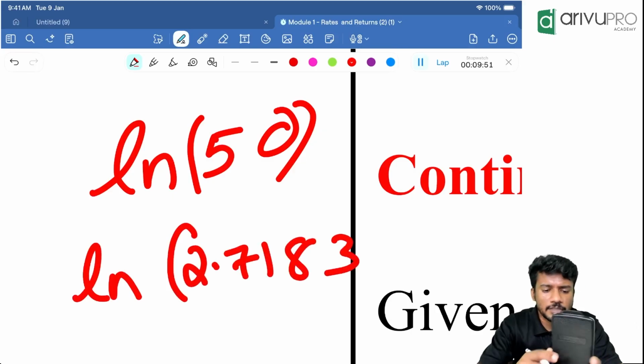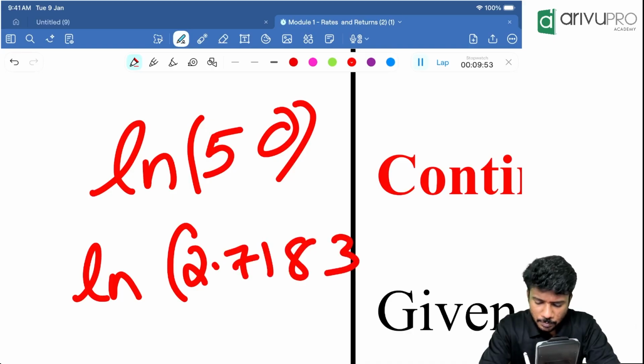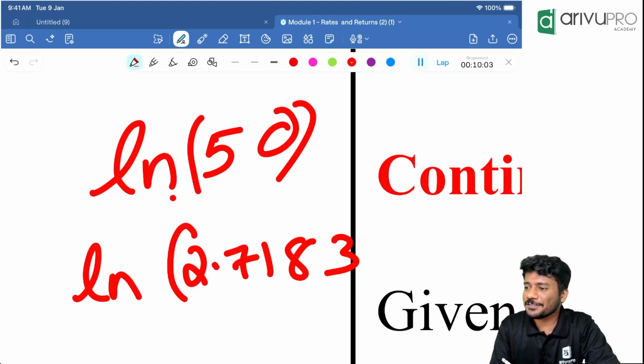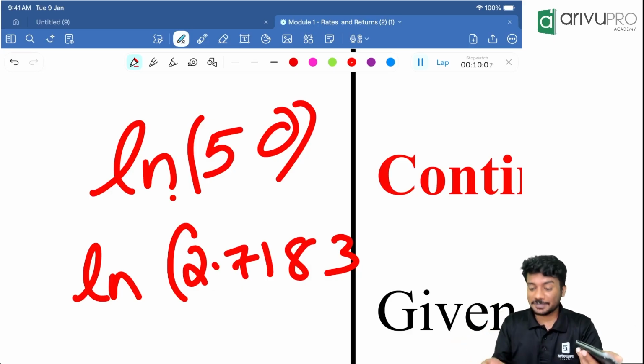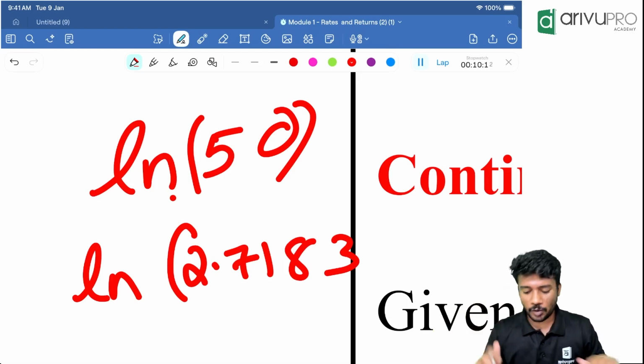So if you take ln of 2.7183, you type 2.7183, then click ln, you are getting how much? 1.000. That means E value is how much? E value is 2.7 something. So when E should be multiplied, how many times do you get this? Only one time E should be there. That is the basic meaning of logarithm.